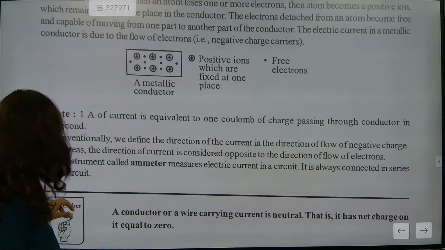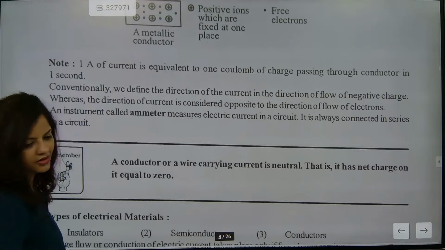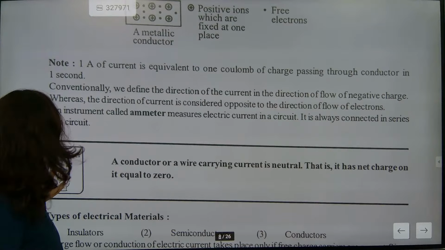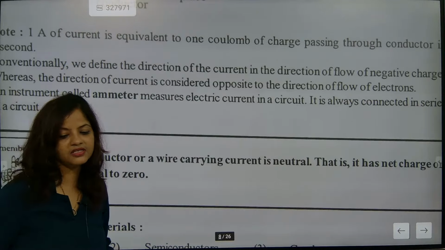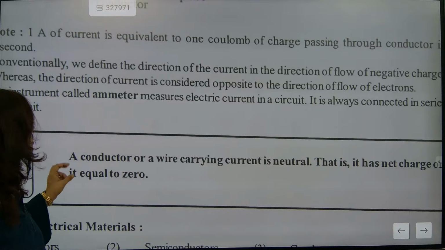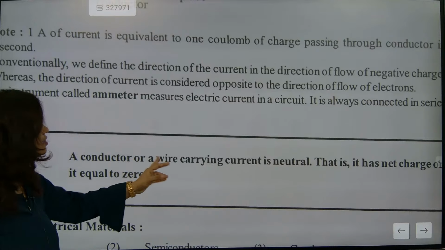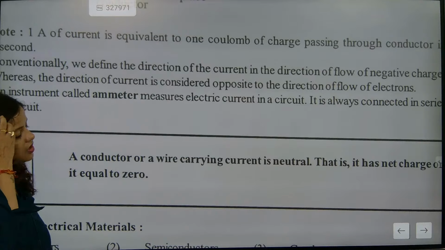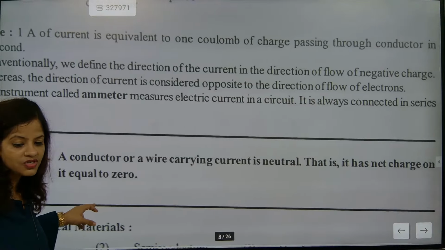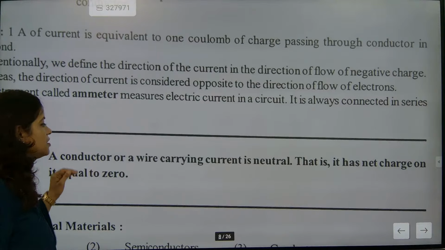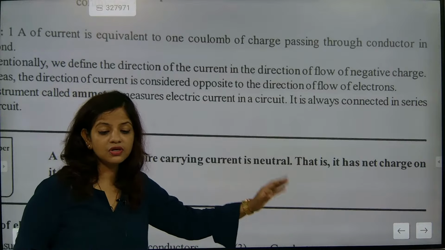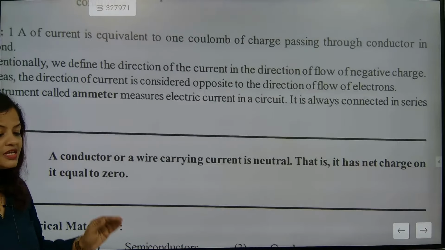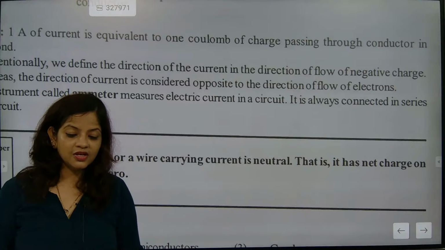So now we are going to meet the hero, the ammeter. What exactly the work of an ammeter is, we are going to understand. Okay, beta. A conductor or a wire carrying current is neutral. This is the most important thing. Please children, note down: a conductor or a wire carrying current is neutral. That means its net charge will always be zero.